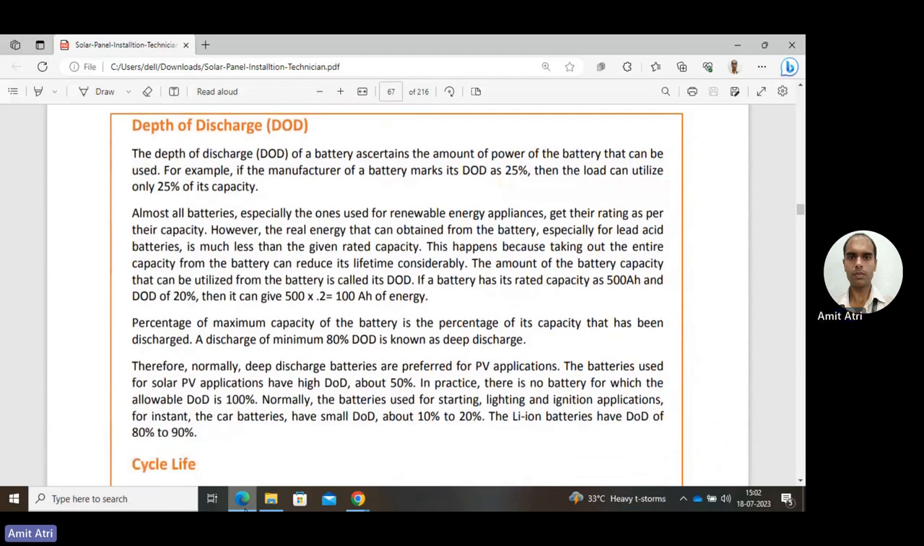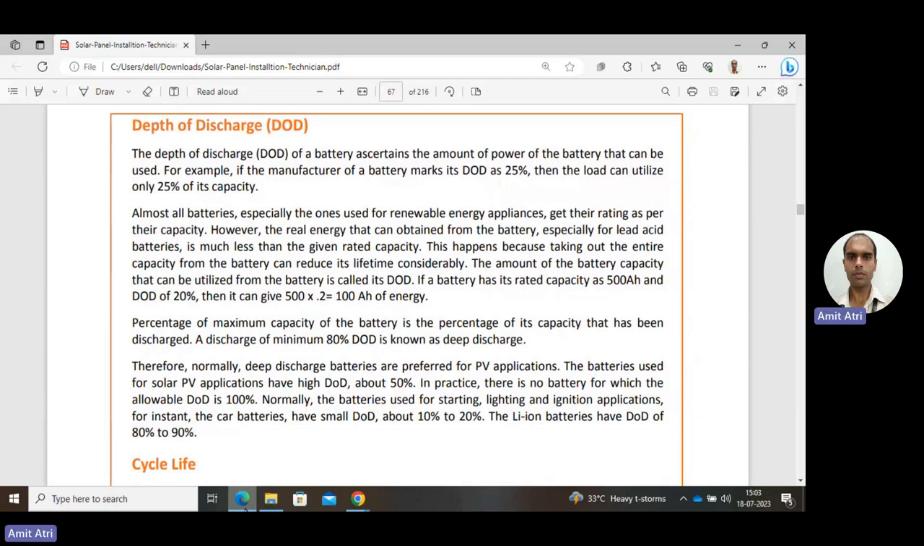Depth of discharge. How much amount of power from the battery can we use? Like if the depth of discharge is marked as 25%, and the capacity, let us say, is 100 ampere hour. How much energy can we use? It is not 100, it is 25% of 100. That is 25 ampere hour will be available for us to use.